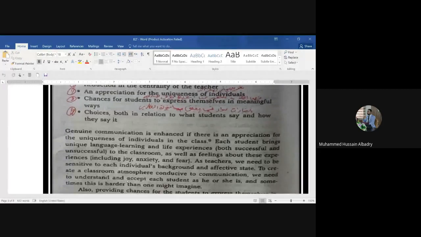We have to respect our students. We have to appreciate our students. We have to take care of their background, their life experiences. This is number 2.